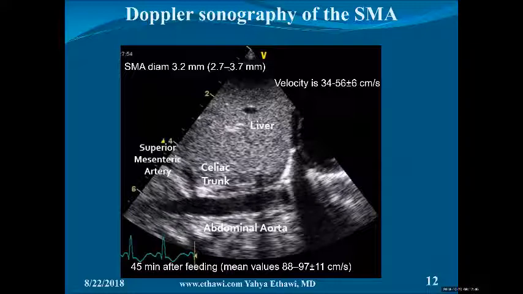Okay. The best time to do it is after feeding, not during feeding, because during feeding the patient is feeding and there will be a different Doppler. It's a good study to do. Yes. So then you can measure the diameter. The normal is 2.7 to 3.7 with a mean of 3.2. The velocity, which is measured in centimeters per second, normal is also 34 to 56 plus or minus 6. These are two standard deviations from normal. And again, it's only one study.